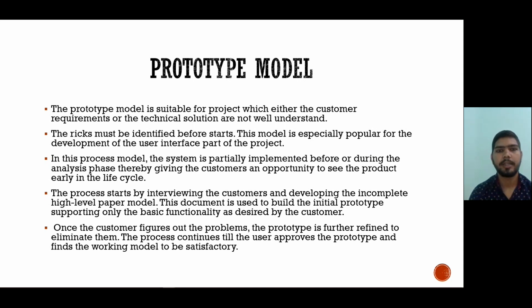The process starts by interviewing the customer's requirements and developing an incomplete high-level paper model. This document is used to build the initial prototype, supporting only the basic functionality as desired by the customer. Once the customer figures out the problems, the prototype is further refined to eliminate them. The process continues until the user approves the prototype and finds the working model to be satisfactory.